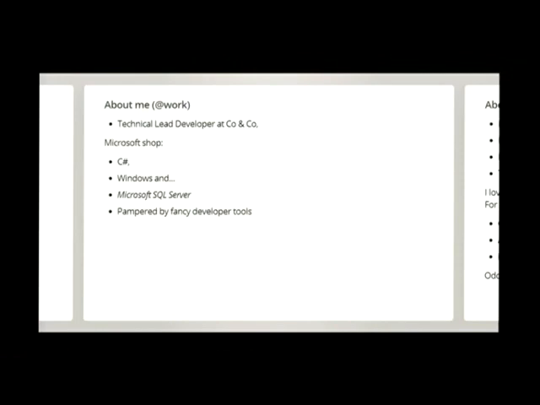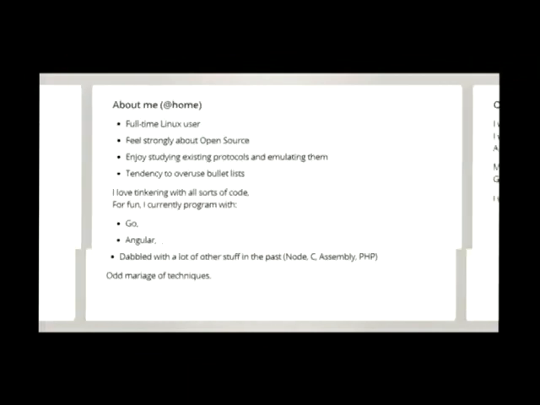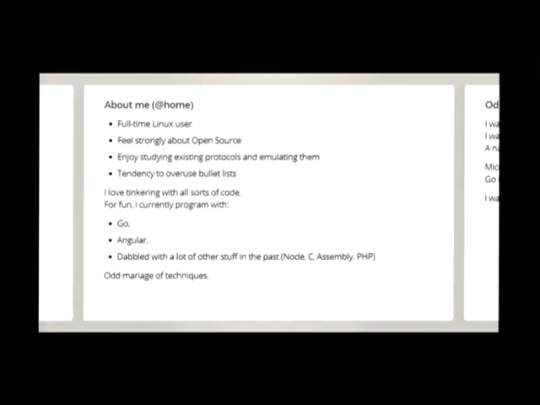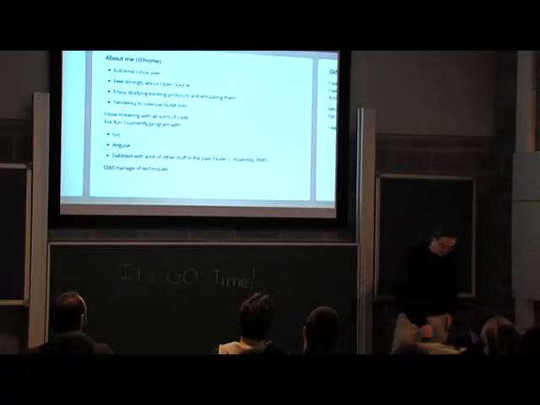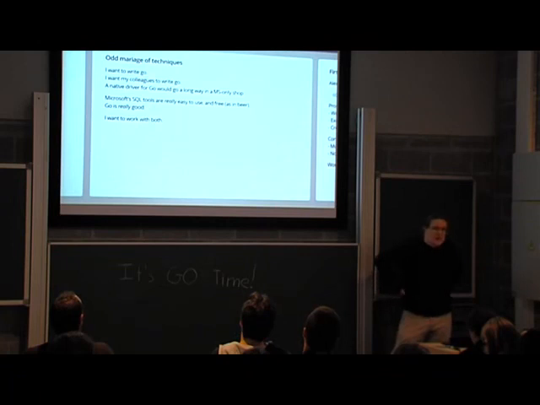Basically, we're pampered with fancy developer tools, like really nice IDEs and stuff like that. But at home, I'm a full-time Linux user. I feel strongly about open source. I really enjoy studying protocols, studying how stuff works at the low level. And I have a tendency to overuse bullet lists, as you will probably all notice. I've dabbled with Go, Angular, and lots of other stuff, but Go is my main language at the moment. So that's a bit of an odd marriage of techniques, mostly Microsoft on the professional side, mostly Linux on the personal side.